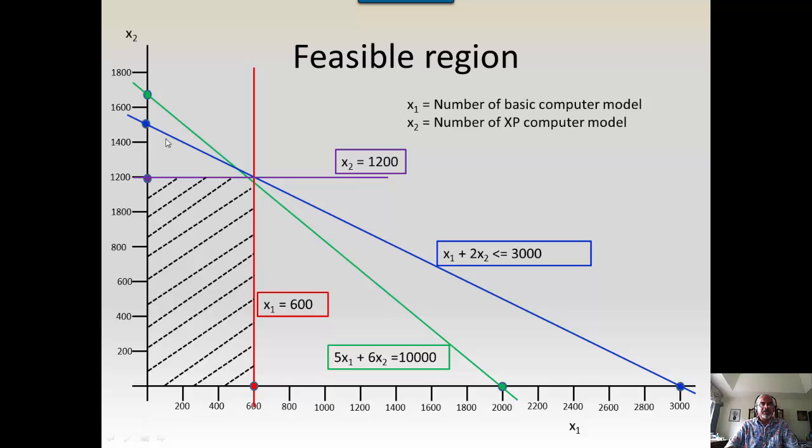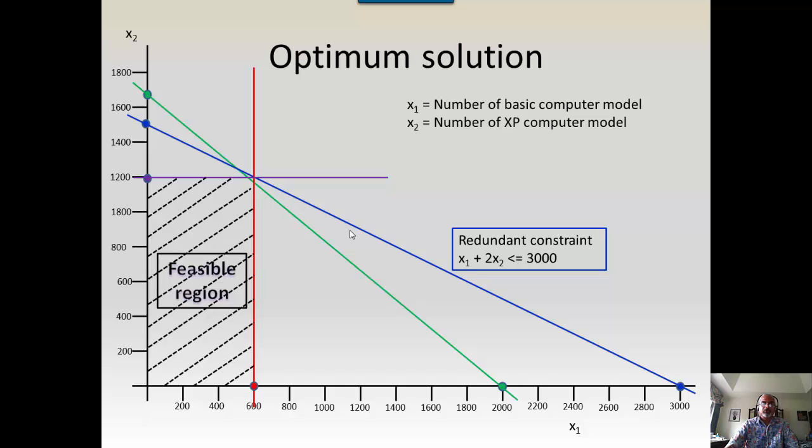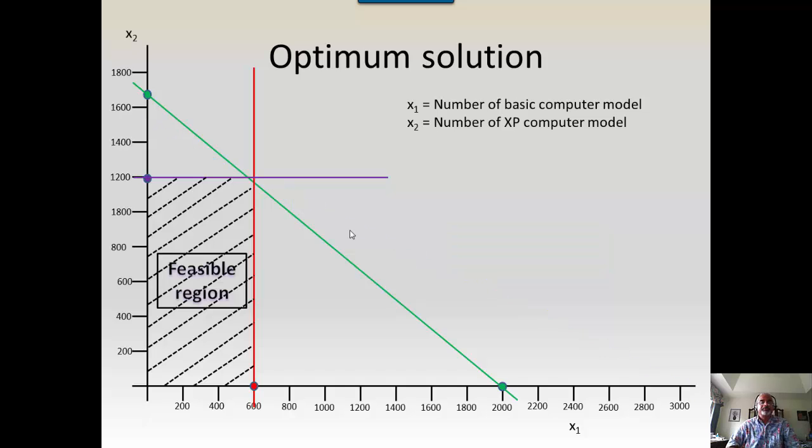Now here you notice that the blue constraint, which is testing hours, is outside the feasible region. So that means this line is redundant. So this is a redundant constraint, so you can just remove the constraint. It doesn't matter because the feasible region is inside it. The blue line is outside the feasible region. So we can throw it out.